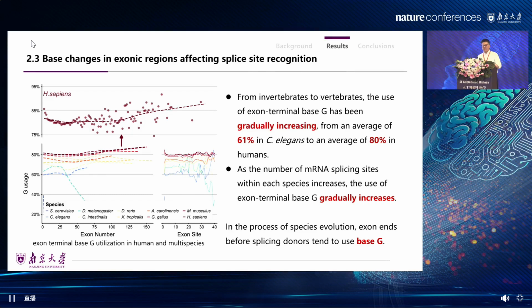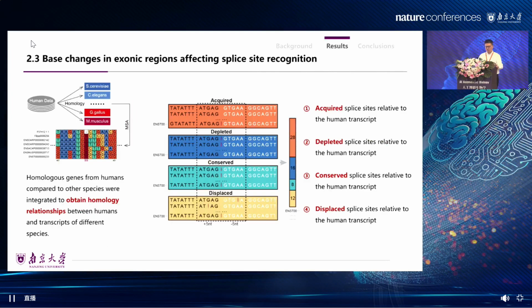And indeed, we find that in yeast, the G usage is around 30%, and in C. elegans, it rises to over 60%, and in vertebrates, it climbs to and stabilizes at around 80%. This progressive enrichment of terminal G suggests it confers a significant evolutionary advantage, likely by increasing splicing fidelity as the organism continues to grow.